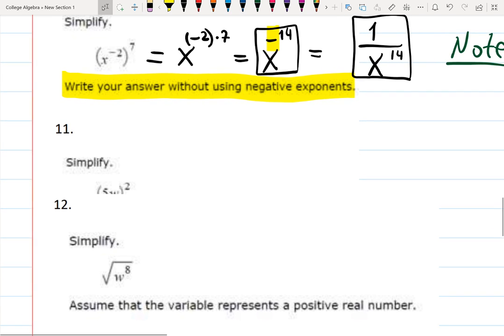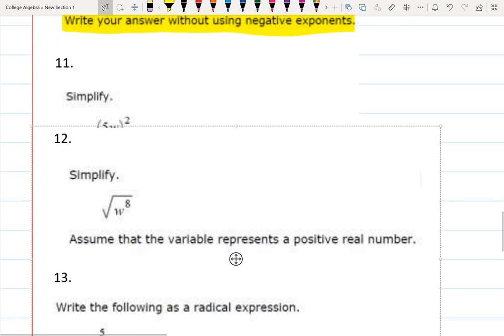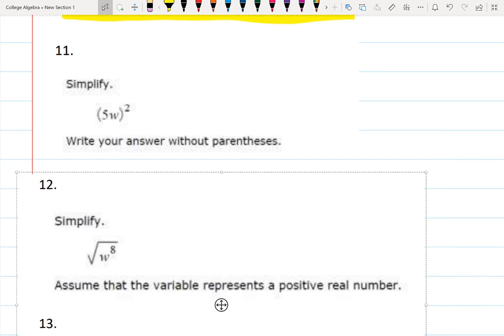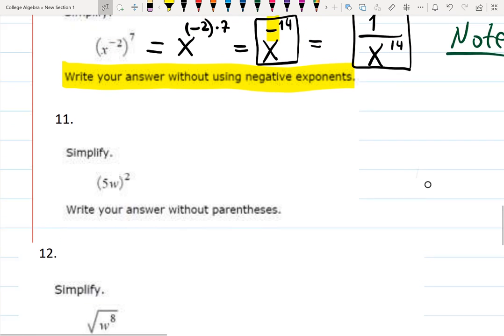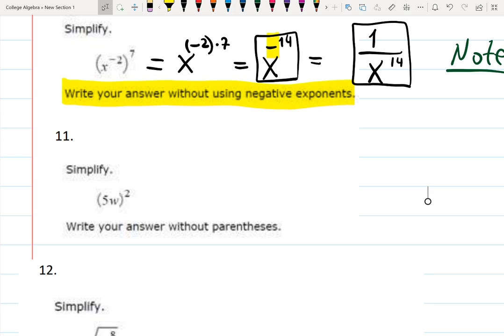Now, what is it here? I think it's overlapping. Yes. How about here? 11. For the 11, we're going to use properties I already used before. In this case, it's going to be 5 squared times w squared. And that's actually all we can do. 5 squared is 25. w squared.